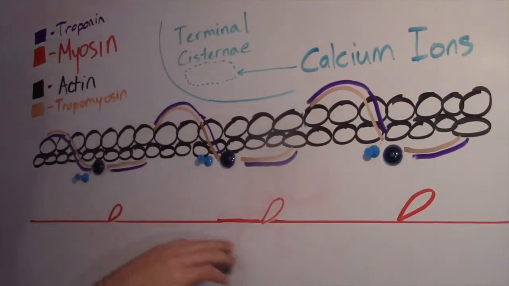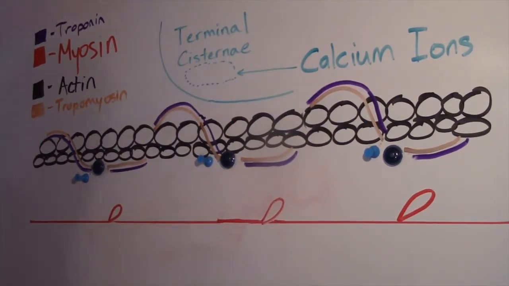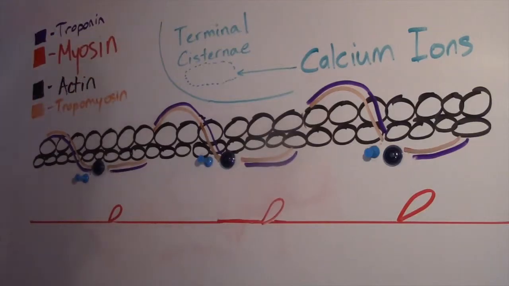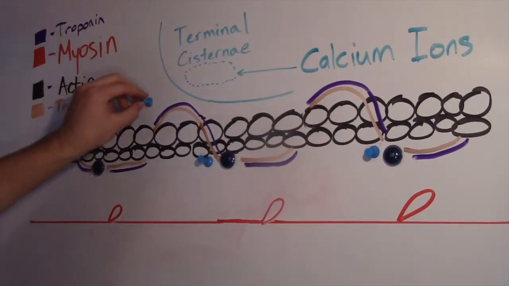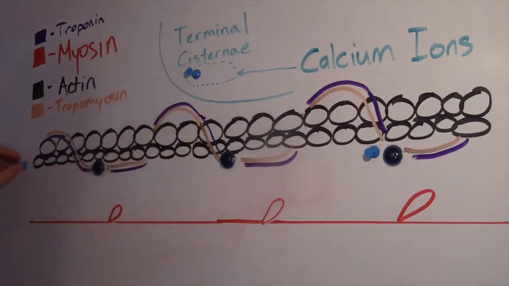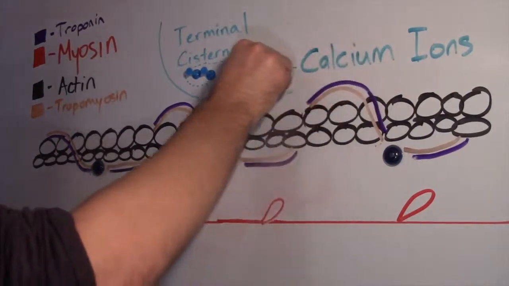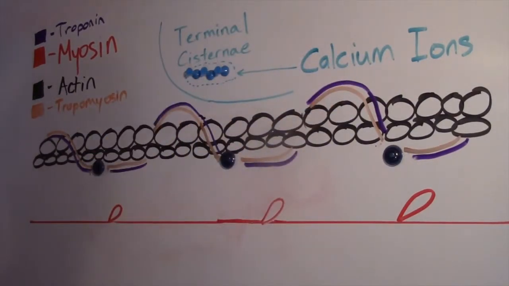Now that the myosin heads have returned to their regular relaxed stage, the calcium ions have done their job and need to return back to the terminal cisternae. In order for the excess calcium ions to move back up toward the terminal cisternae, ATP 3 is used. So ATP powers the returning of the calcium ions that have not been used in the powering of the troponin.